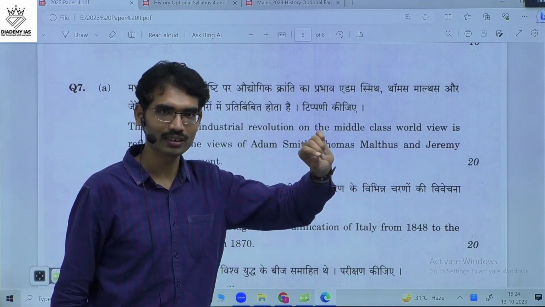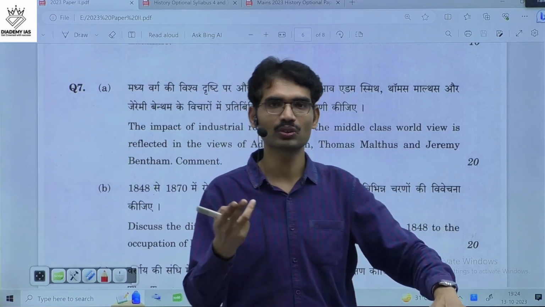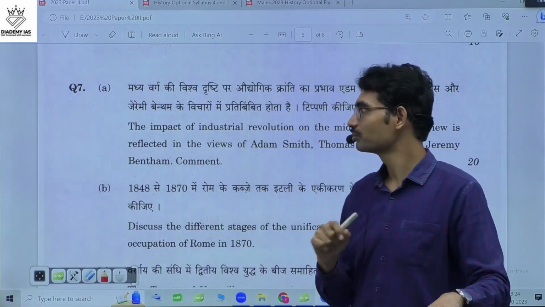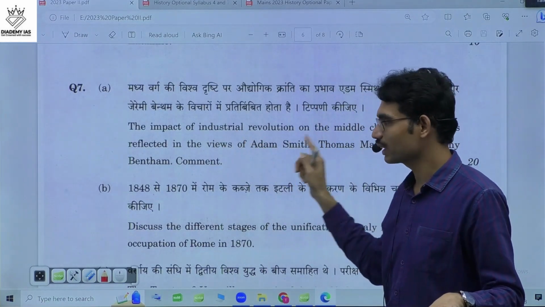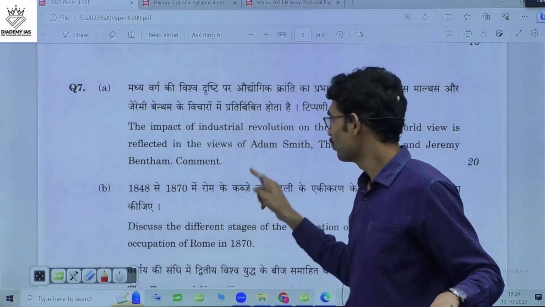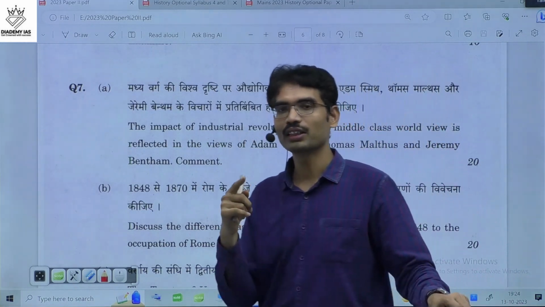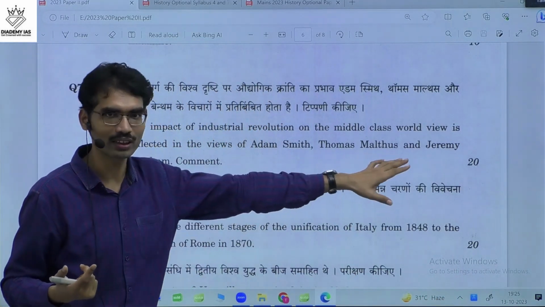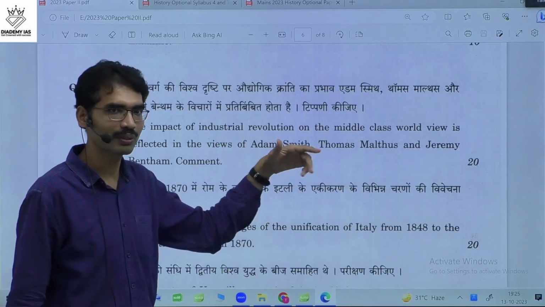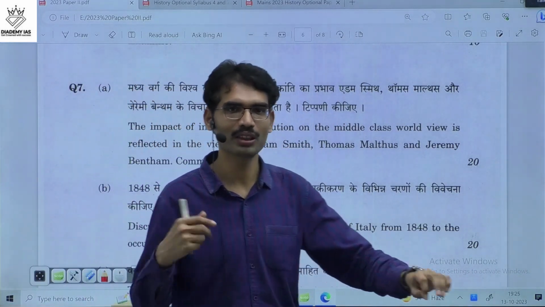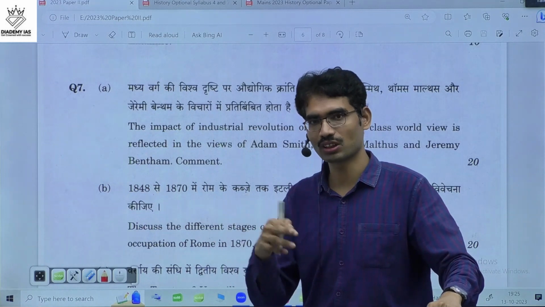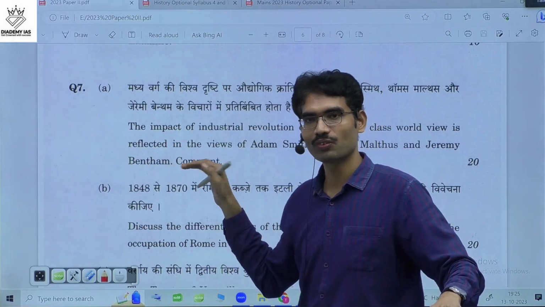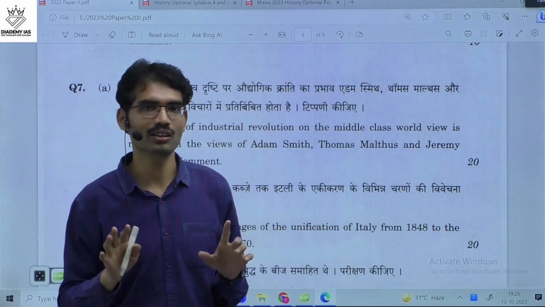Jeremy Bentham we study when it comes to Indian administration, as I said, with William Bentinck. So in that context, we study Jeremy Bentham a little bit. But Thomas Malthus you will read in GS geography, but in history we won't read. And Adam Smith we study in economy. In Indian history also, you will find the impact of enlightenment in that phase. But combined, we will not find them in the same place.